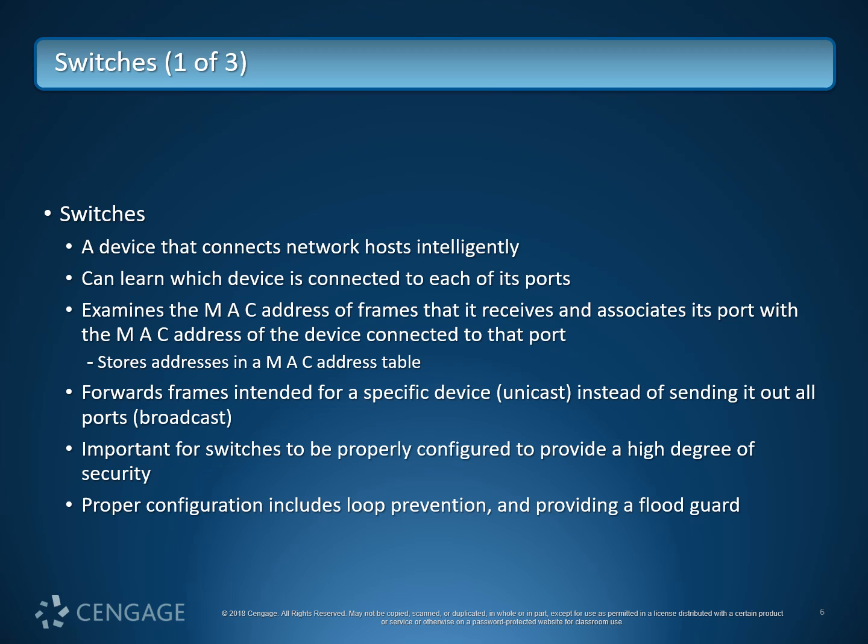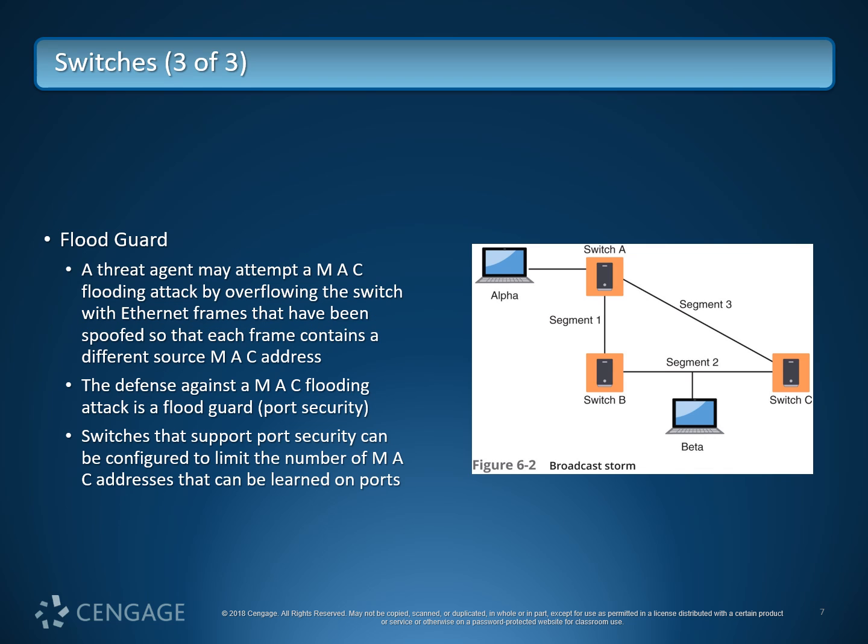It's important for switches to be properly configured, as it is for all network devices, in order to provide a high degree of security. Proper configuration means that we have to include loop prevention and provide some method of a flood guard. When we talk about floods, we're often going to talk about either broadcast floods or synchronization floods, and then there's also something called a broadcast storm, which can create a loop that we would try and avoid with loop prevention. The flood guard is just going to be, like you can see here, a broadcast storm establishment. We can see that we have 2 computers, alpha and beta, and we have 3 segments linking them by means of 3 separate switches.